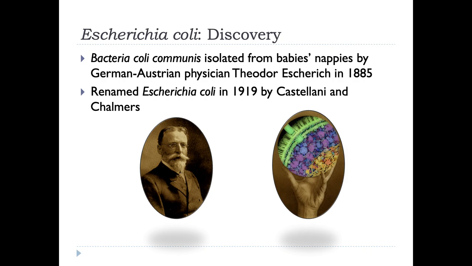coli. So Escherichia coli was discovered in 1885 by a German-Austrian physician, Theodor Escherich. He just isolated this as an abundant organism that grew from babies' nappies. No other context apart from that. It just came from the gut. He called it Bacteria coli communis because it was coli from the colon, and communis, it was a common organism. It was renamed in his honour in 1919 as Escherichia coli, and that's the name that it's carried ever since.